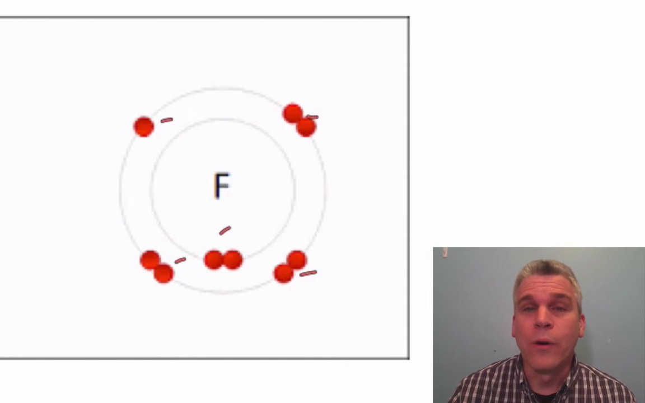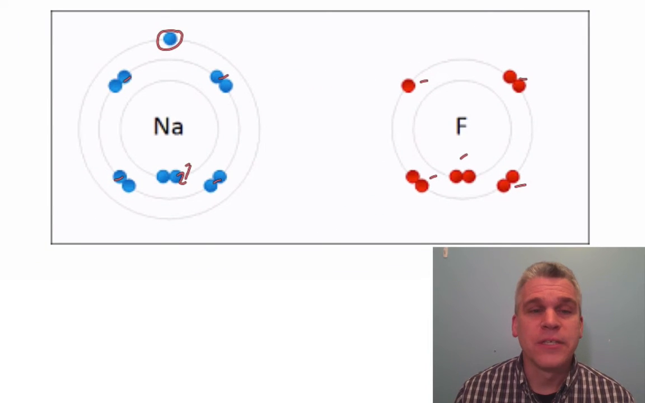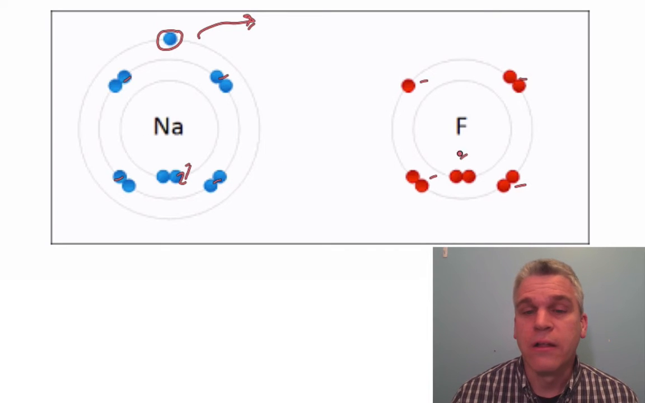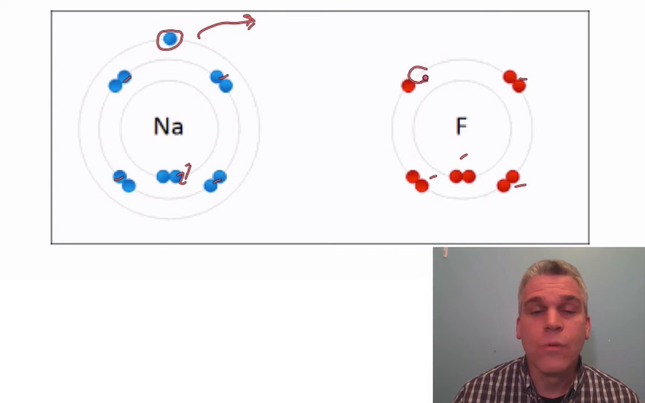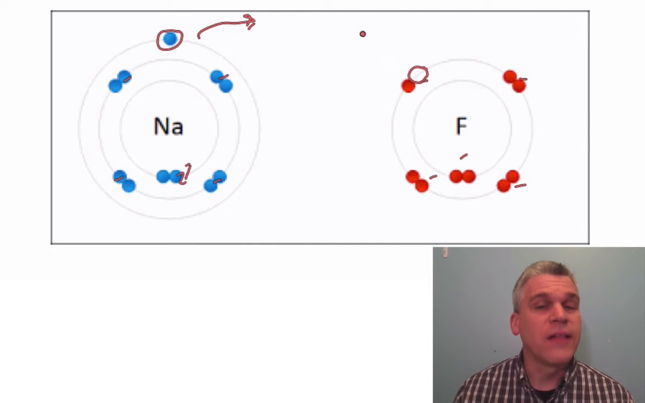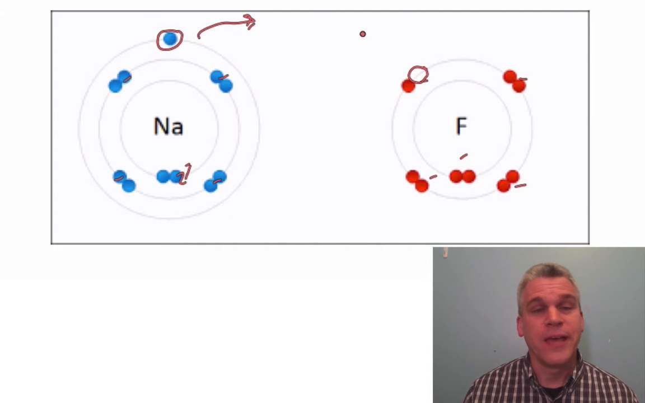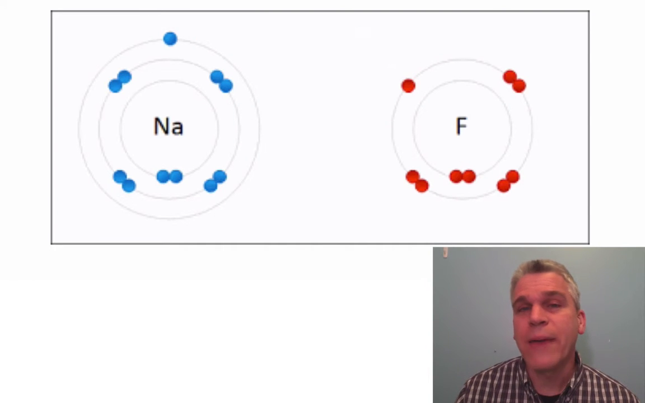It needs 1 more. So you can see what sort of happens here is that sodium is looking to maybe get rid of that 1 electron. If it does, it'll have 8 electrons on its outer shell. Fluorine is looking to maybe gain 1 more. If it does, it'll have 8 electrons on its outer shell and it'll be complete. Then it's going to be happy. And everyone's happy then. And so this is what happens in nature.